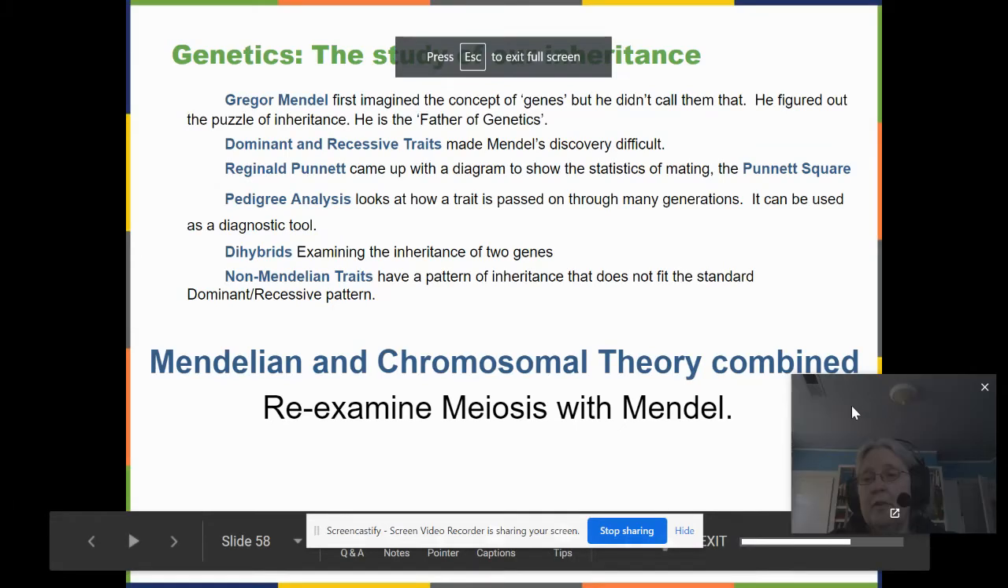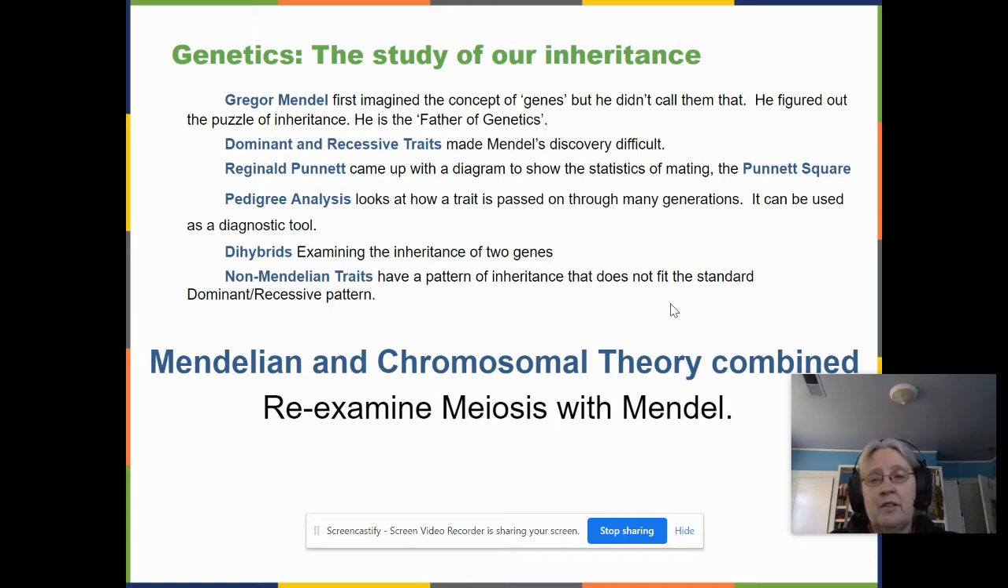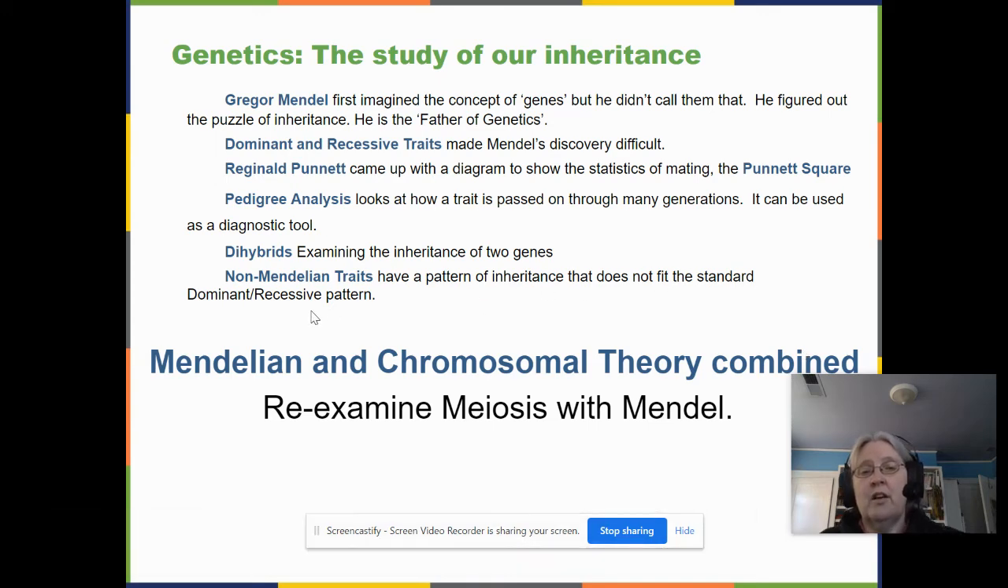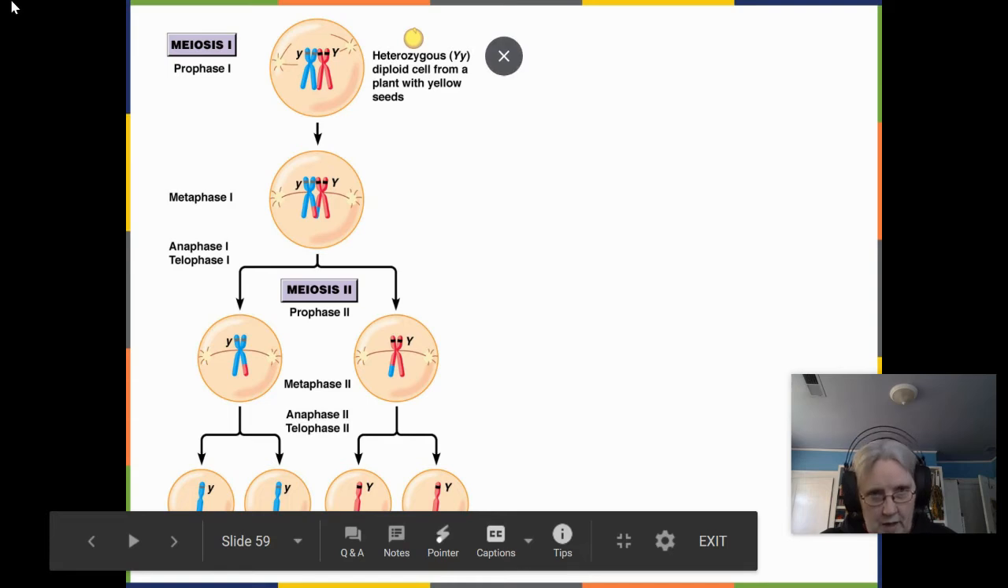Hello, wonderful people. Here we are, back studying Mendelian genetics, this time chapter 13, where we combine chromosomal theory with that of Mendel's ideas of meiosis. So let's put Mendel and modern biology together. This should look familiar. Here we have a cell.